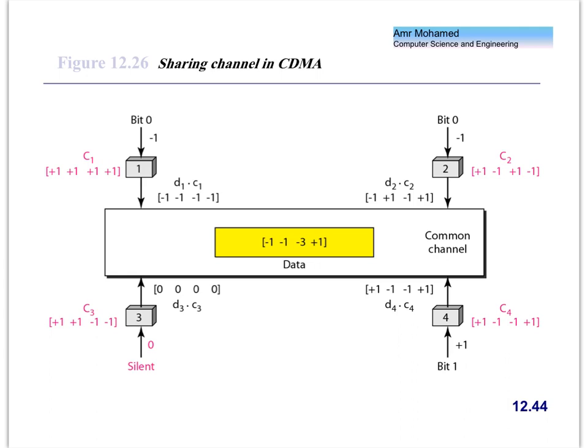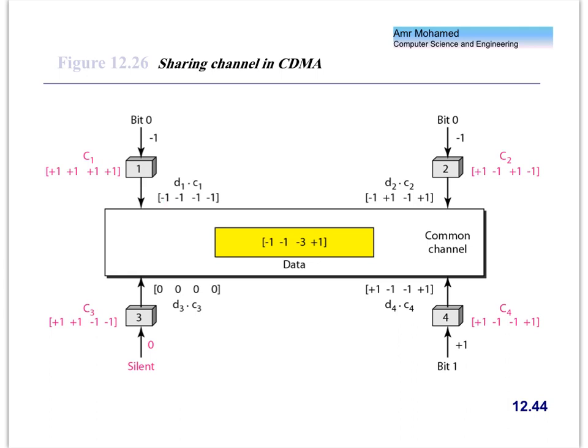So using numbers, if we have 4 stations, then we need to have codes of size 4. The code will be of size 4. So 0 will be converted to minus 1. We multiply minus 1 by the code, so the answer is all minus 1. We'll do this for station 1, 2, 3, and 4. Station 3 is of course silent, so 0 multiplied by anything is 0, so we don't need to add anything for station 3 because it's silent. It doesn't want to send anything, neither 0 nor 1. Okay?